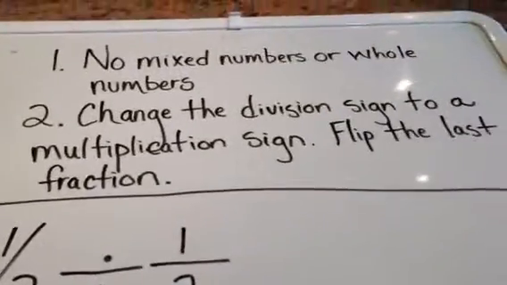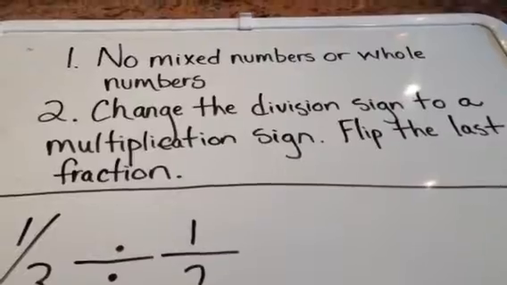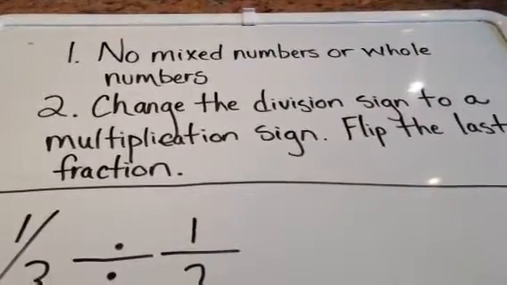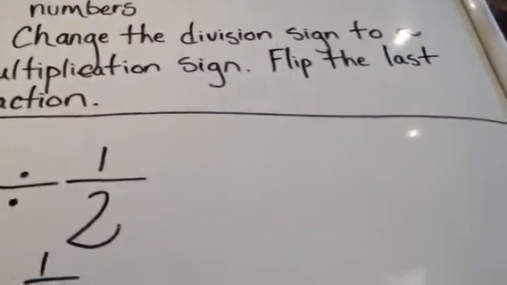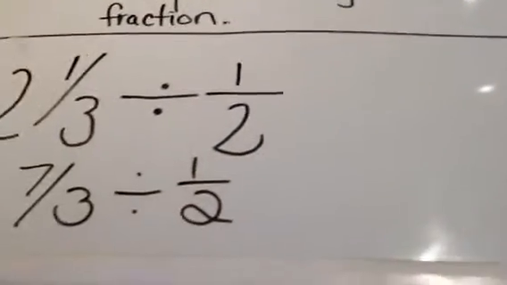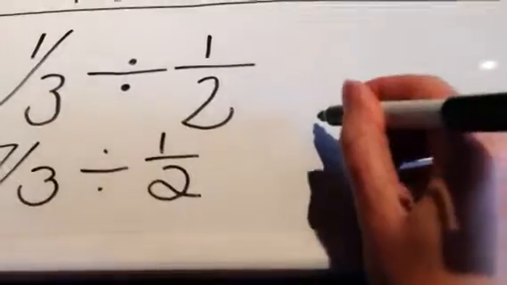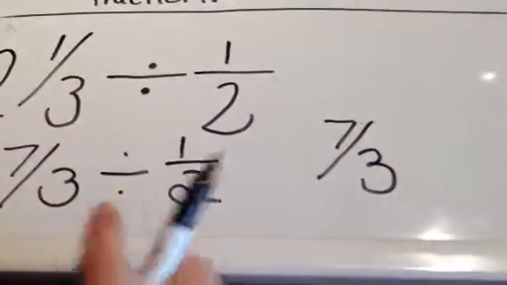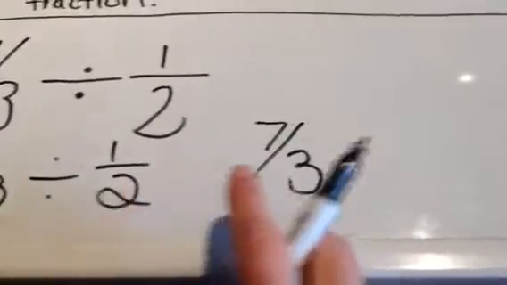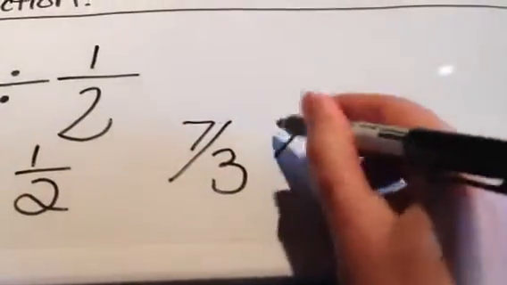Now I have my fractions written in the same form. However, remember what step 2 is? We have to do that. We have to change the division sign to a multiplication sign and flip the last fraction. So I'm going to go ahead and do that. I'm going to copy my 7/3. That first fraction is not going to change. Now I'm going to change that division sign to a multiplication sign.